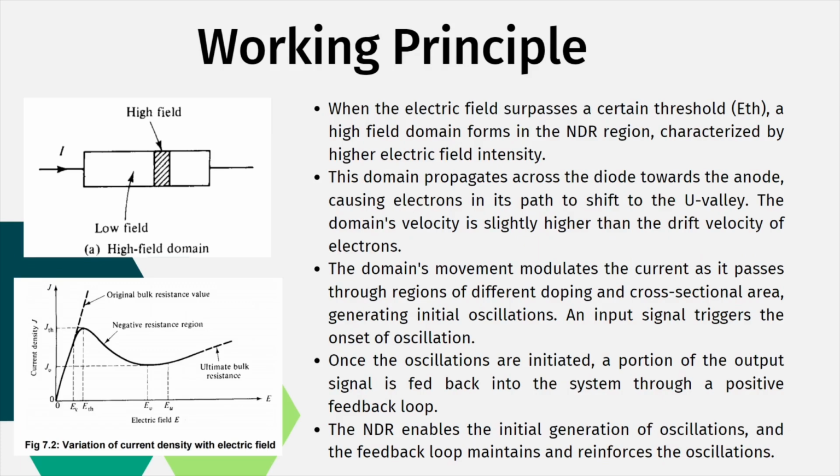Once the oscillations are initiated, a portion of the output signal is fed back into the system through a positive feedback loop, so that it can maintain and establish a self-sustained oscillation. So basically, the NDR is the key point that enables the initial generation of oscillations, and the feedback loop, which is also key, will maintain and reinforce the oscillation.